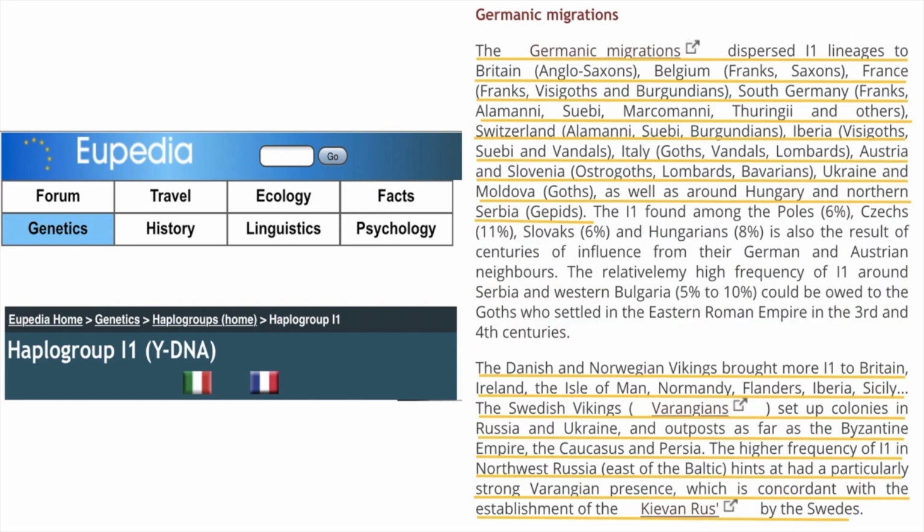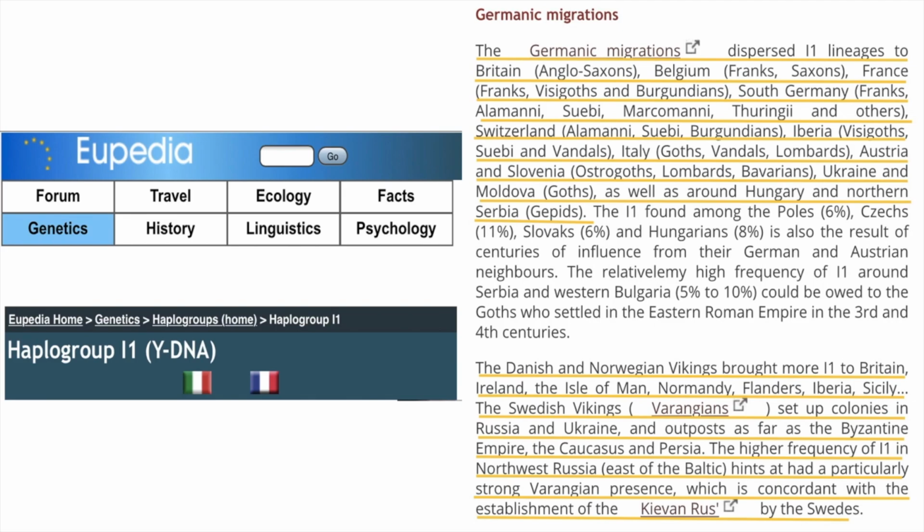The Germanic migrations dispersed I1 lineages to Britain (Anglo-Saxons), Belgium (Franks, Saxons), France (Franks, Visigoths), South Germany (Franks), Switzerland, Iberia (Visigoths, Vandals), Italy (Goths, Vandals, Lombards), Austria (Ostrogoths, Lombards), Ukraine (Goths), as well as around Hungary and northern Serbia.